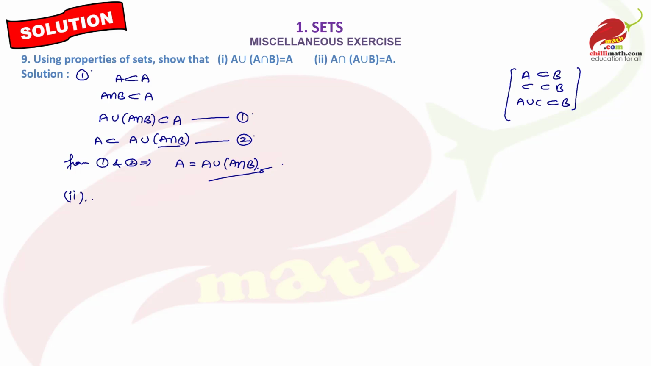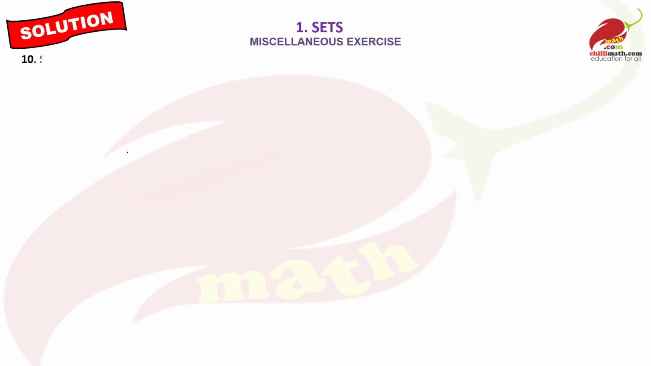Second is A intersection (A union B) is equal to A. So let us take the left hand side. This is A intersection (A union B). Using the distributive law, (A intersection A) union (A intersection B). A intersection A is A, so A union (A intersection B), which is equal to A, because we have proved this in the first part. So that's your answer.